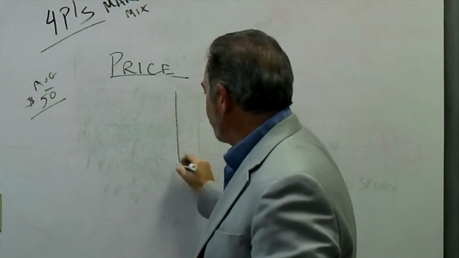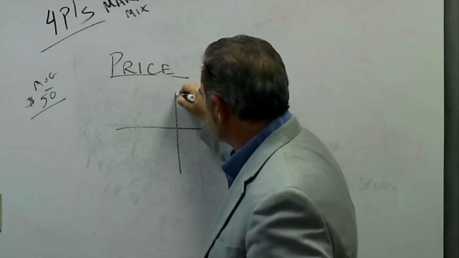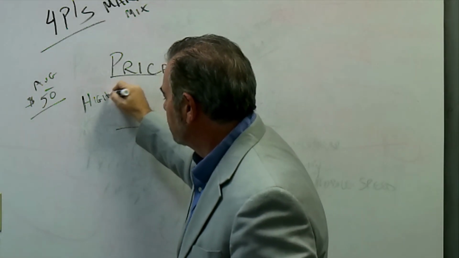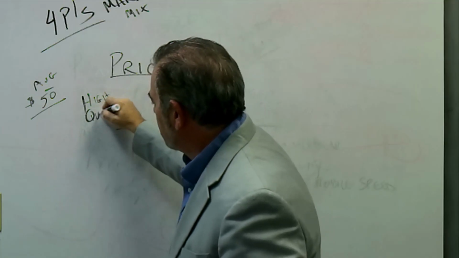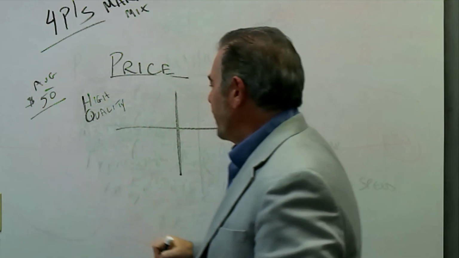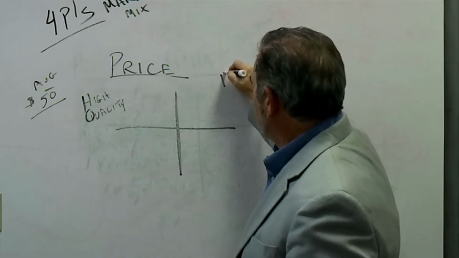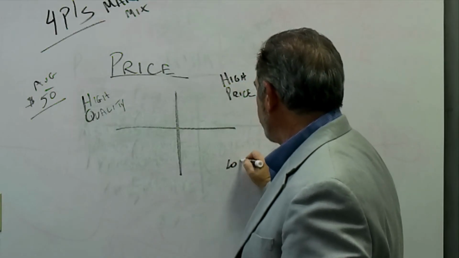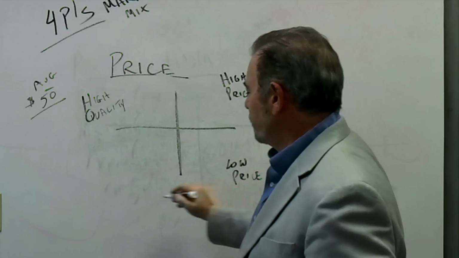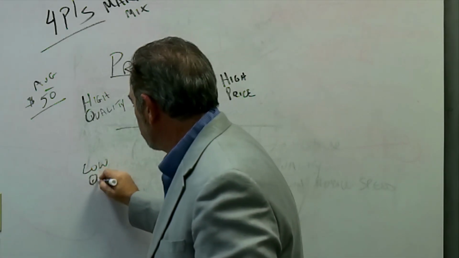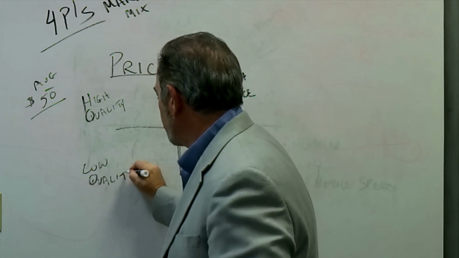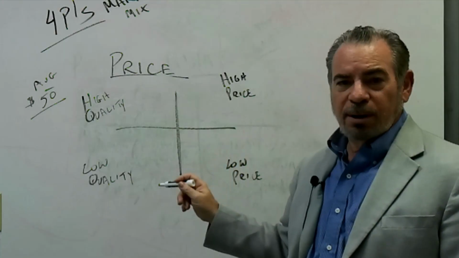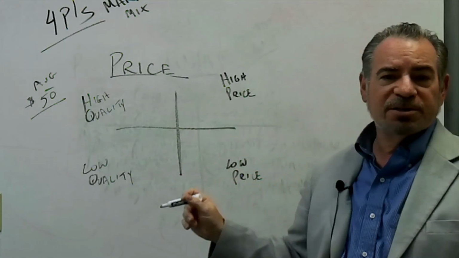If I put together a grid, right? And let's say this is high quality here. This is quality. High quality is here. And this is going to be high price over here. And this will be low price. And this will be low quality. Okay? So basically 4 quadrants of price zones. High quality, low quality, high price, low price.